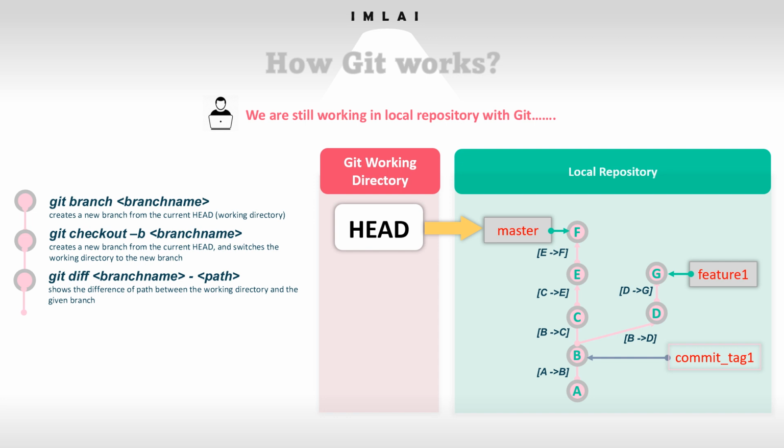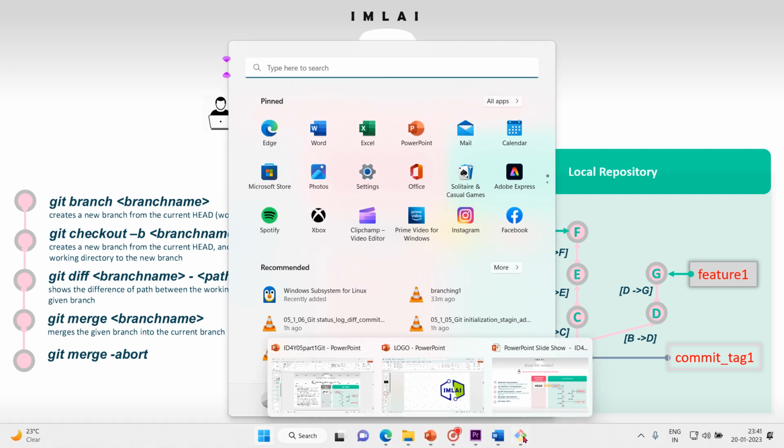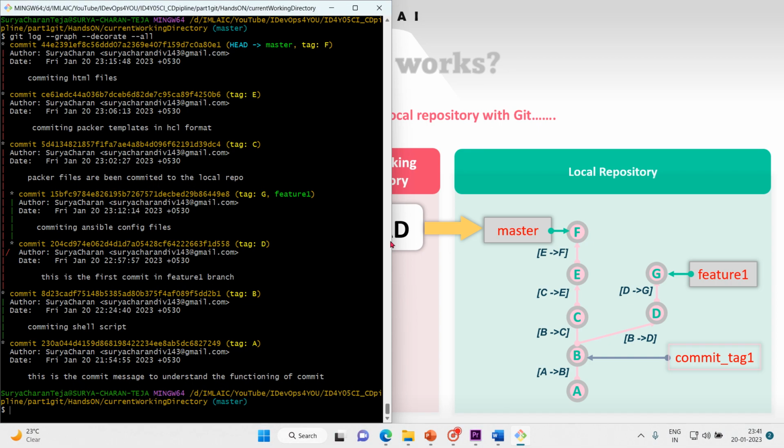So now we are going to merge both this branch feature 1 and master, and we will see what's going to happen. Then after that we will look into various types of merging: fast forwarding, conflict merging, non-conflict merging, all those things. And then finally after merging, if you want to abort the merge, you can use that also. So these are the most widely used commands. So now let me get into our file.